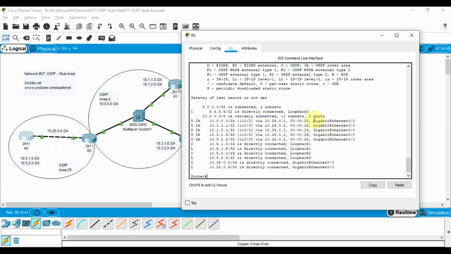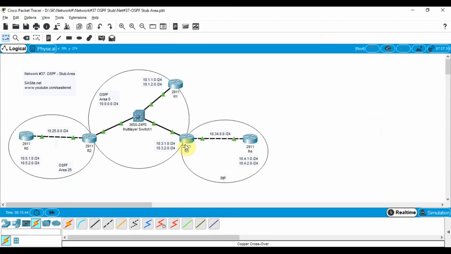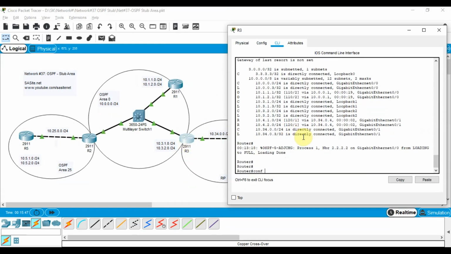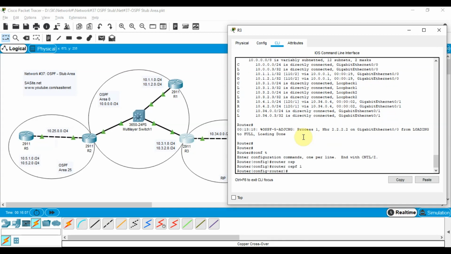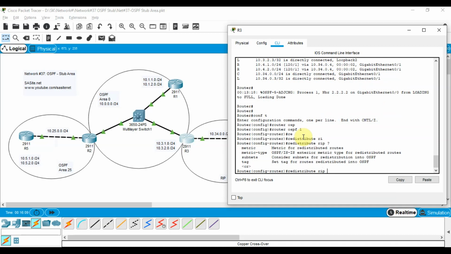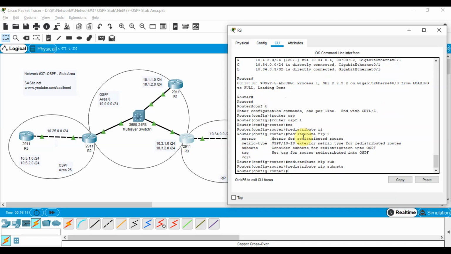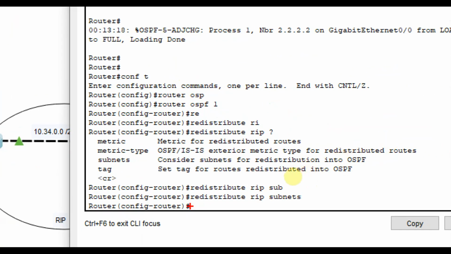Before I explain the stub area, let's add some other configuration on R3. We go to global config and do mutual redistribution between RIP and OSPF. In the previous video, we learned how to do redistribution between OSPF and EIGRP. Now we do redistribution between RIP and OSPF. So go to router OSPF 1, redistribute RIP, and use your friendly command ? to see what we have. And do the subnets. That's it. And let's take a look at the redistribution command, the RIP into the OSPF.